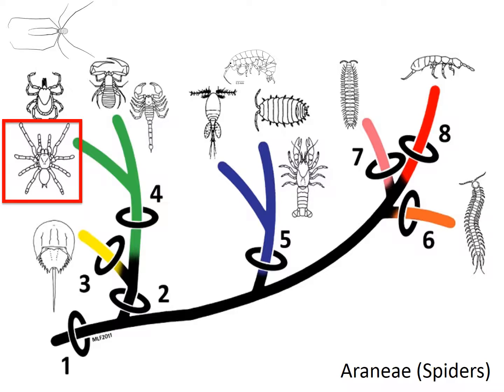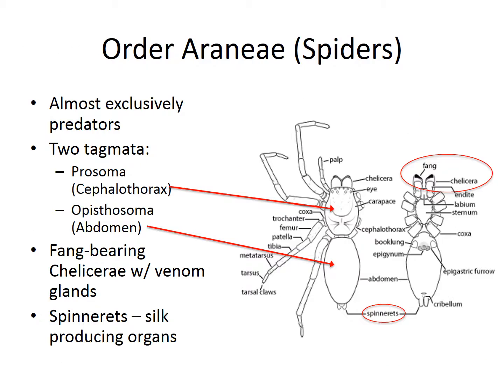And the first group of these arachnids that we're going to talk about are probably the ones that you're most familiar with, Araneae, or the spiders. The order Araneae, or spiders, is perhaps one of the most familiar groups of arachnids out there. Spiders are almost exclusively predators. There is one exception that actually lives in Central America and feeds on seeds, but other than that, spiders hunt and kill other animals for food.